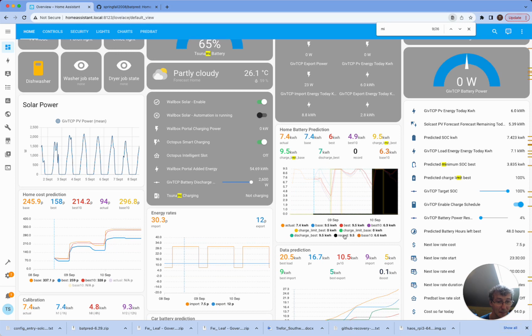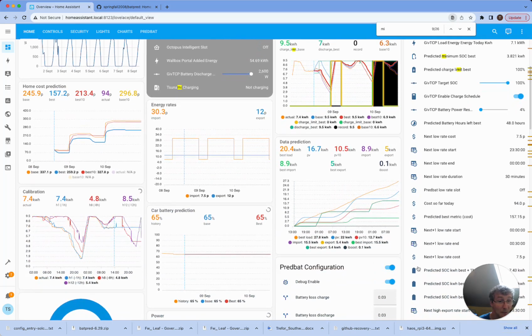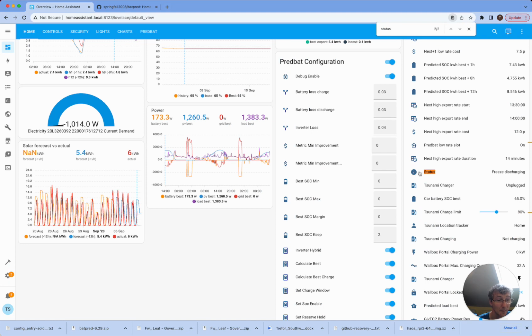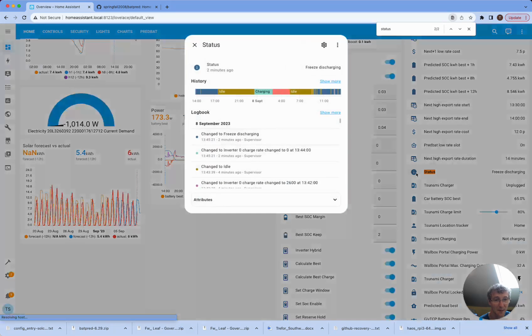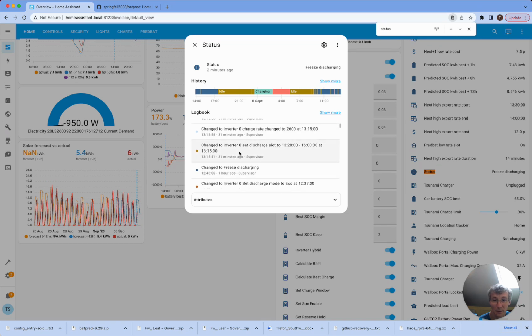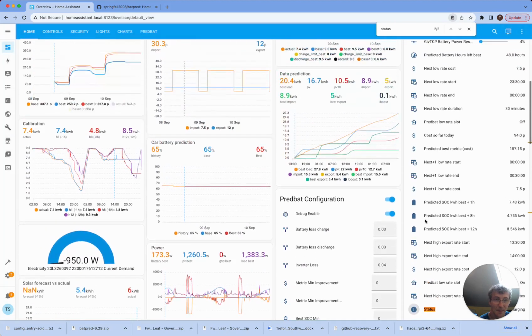And you can obviously see what's been happening because it's recorded in the status register. And you also get notifications as well. So if I search for the status here, you can see I'm currently freeze discharging. That means my battery won't charge and I'm exporting my excess. And if I look at this, I can see the history of everything that's happened. And so it gives you the log of when things change over time. Obviously, if you've got notifications turned on, you're going to get notifications through the Notify in Home Assistant, which might be to your phone or might not be. It depends on how you set it up.